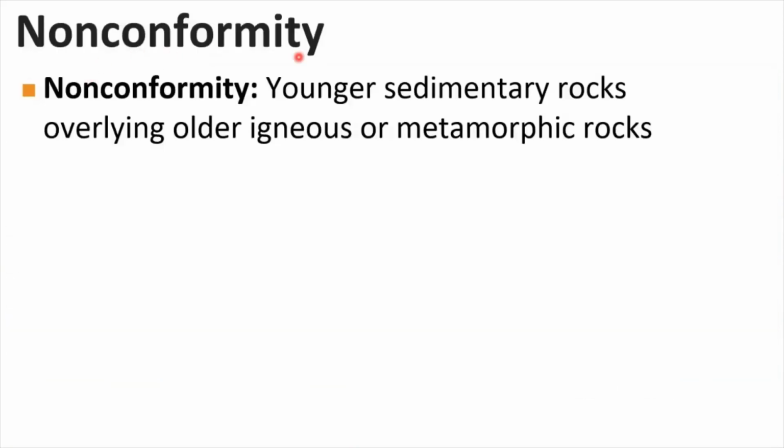The second type is a nonconformity, and a nonconformity is when younger sedimentary rocks overlie older igneous or metamorphic rocks. And we talked about igneous rocks and metamorphic rocks, where those form and what type of environments. So those typically don't form at the Earth's surface, okay? So we'll talk about that in a minute.